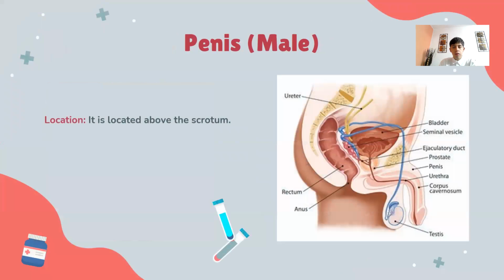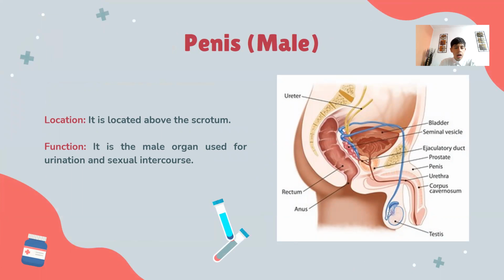And the penis, it is located above the scrotum, and it's only in the male body. And it's a male organ used for urination and sexual intercourse.